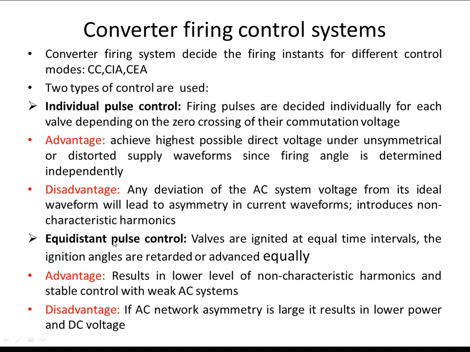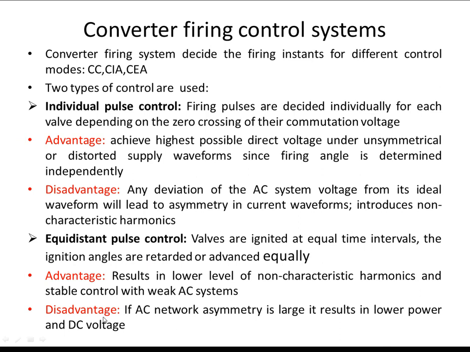The advantage of this equidistance pulse control system is that it results in a lower level of non-characteristic harmonics and stable control of a weak AC system. So the disadvantage of individual pulse control, that it generates non-characteristic harmonics, is solved by this equidistance pulse control. It provides a low level of non-characteristic harmonics, and it provides stable control if your AC system is weak. But that is not possible in individual pulse control. When your AC system becomes weak, it does not provide stable control.